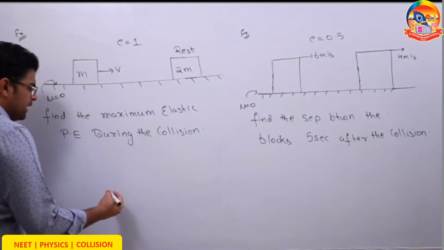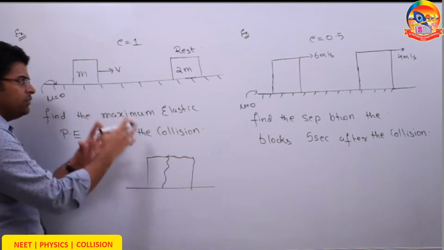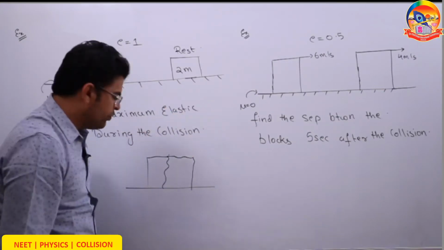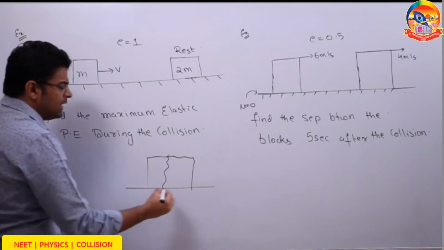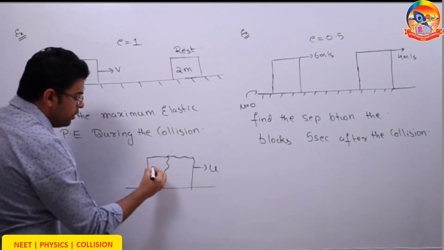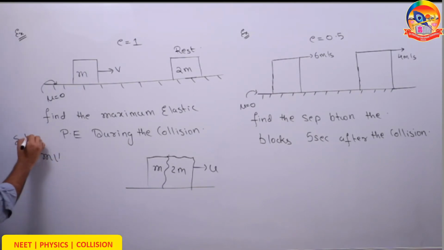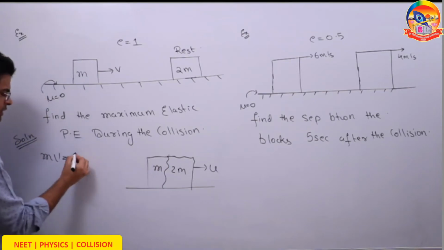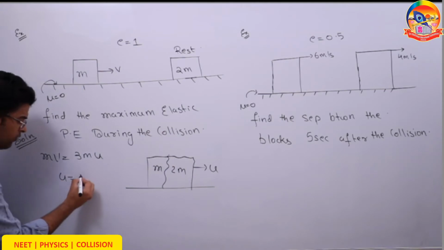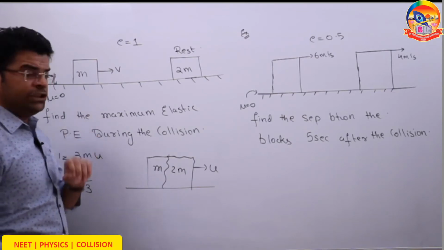So now here, at the time of maximum deformation, when both the blocks will be most deformed, I am trying not to show them as blocks because you should understand that during collision their shape will change. At the time of maximum deformation, let's say they move with a common velocity u. How to find this common velocity u? You can do momentum conservation. Initial momentum of system is mv. I will write the solution here. mv equals the overall mass of the system 3m into u. So the common velocity with which the system moves at the time of maximum deformation will be equal to v by 3.